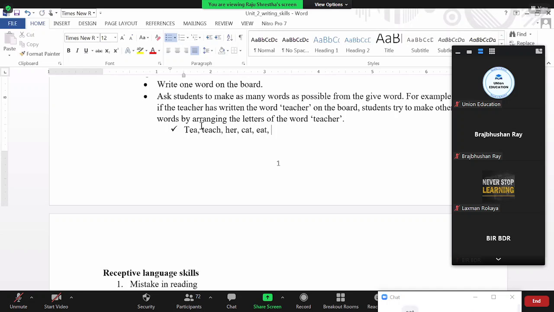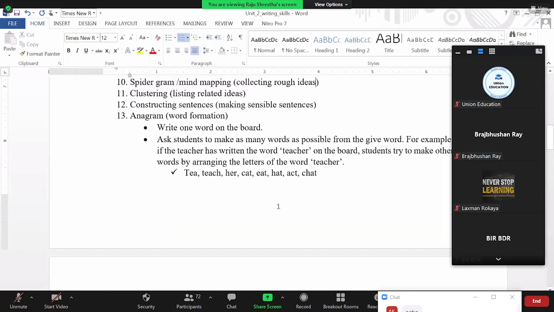Can you write in the chat? I check your chat box. Act, chat. Yes, hat. Yes, you have written hat. You have written ACT Act also. You have written a CHAT chat also. Yes, in this way, they make. In this way, cats also good.